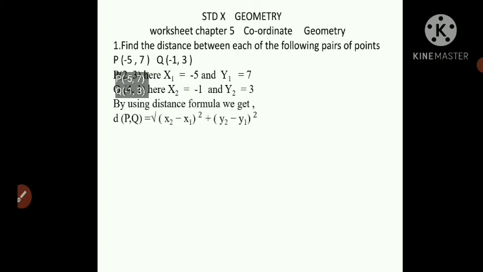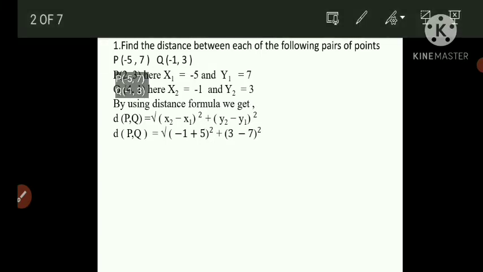So by using the distance formula, we know the distance of PQ is under root (x2 minus x1) the whole square plus (y2 minus y1) the whole square. So this will be under root x2 minus x1. x2 is minus 1 and x1 is minus 5. So minus of minus is plus. So (minus 1 plus 5) the whole square plus y2 minus y1, y2 is 3 minus y1 is 7.